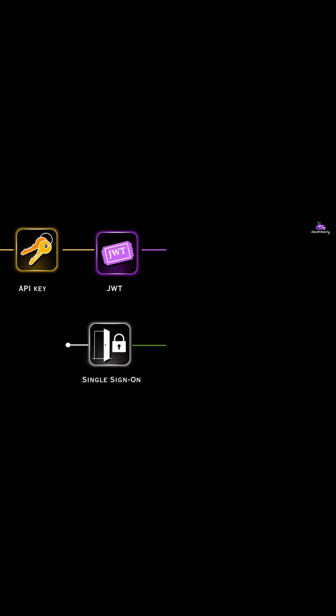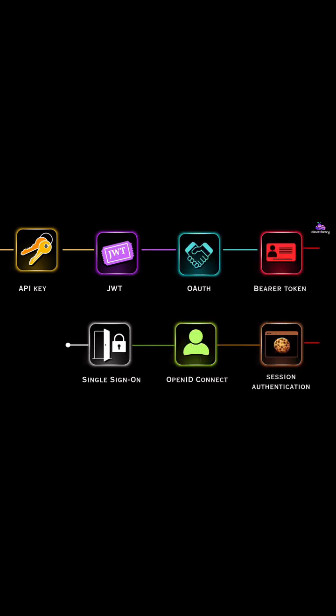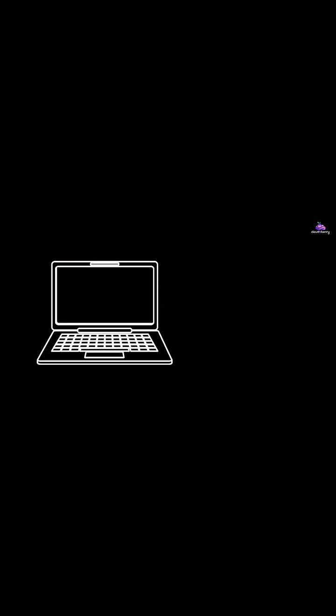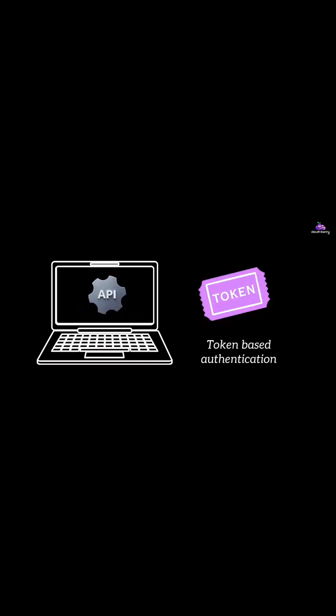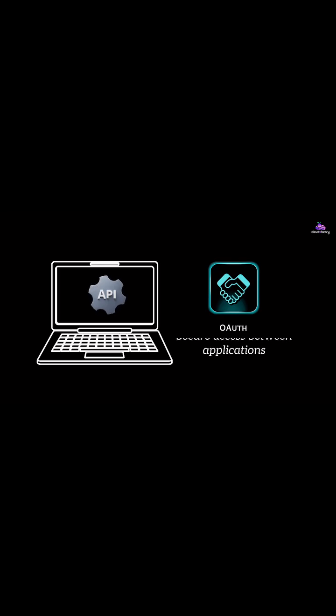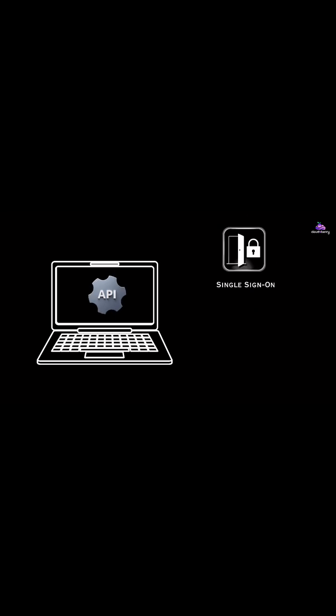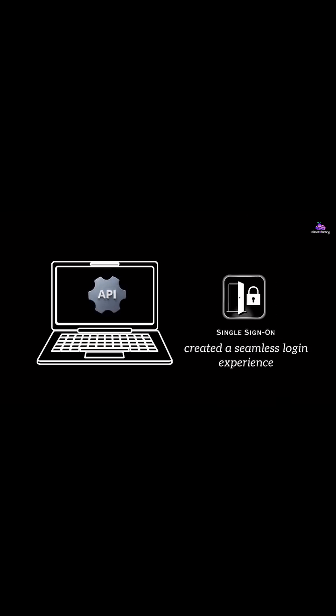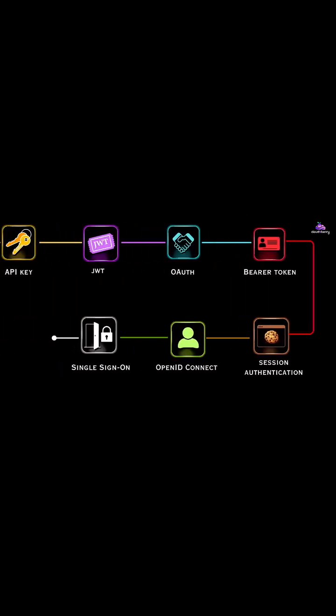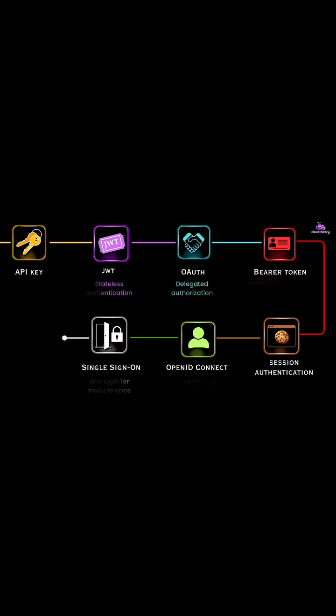When you look at all these concepts together, authentication starts to make much more sense. Early systems relied on simple credential-based methods like basic authentication. Web applications introduced sessions to manage login state. Modern APIs shifted toward token-based authentication. OAuth enabled secure access between applications. OpenID Connect added identity verification, and SSO created a seamless login experience across multiple systems. Understanding how these concepts fit together allows developers to design authentication systems that are secure, scalable, and easy for users to interact with.